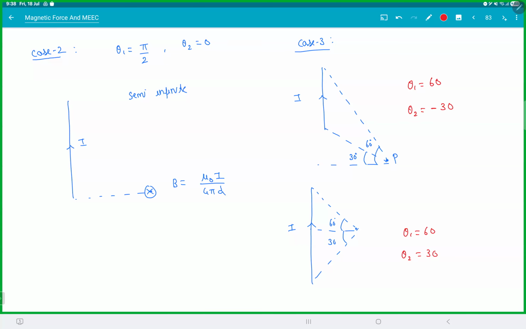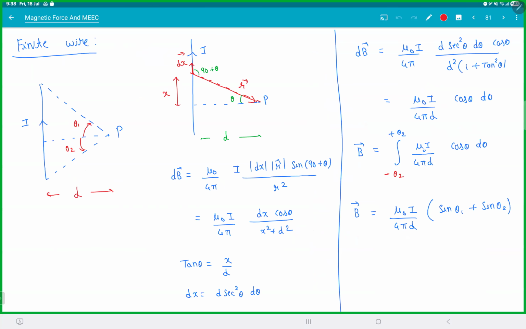Clear, Devansh? Here we took minus theta 2. Don't look so confused. Because theta 2 is down, you took it as minus theta 2. Because it is minus theta 2, you have a minus of sine minus theta 2. That became plus. If both the angles are on the same side, this would have been minus sine theta 2. Got it? So if both the angles are on either side, you'll get plus in the middle.